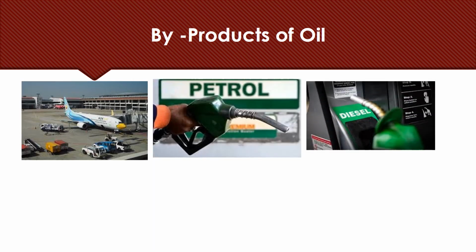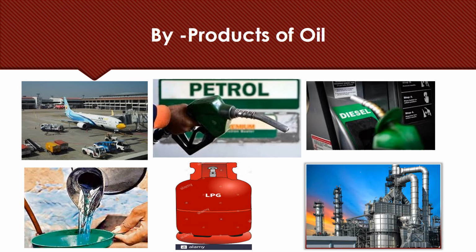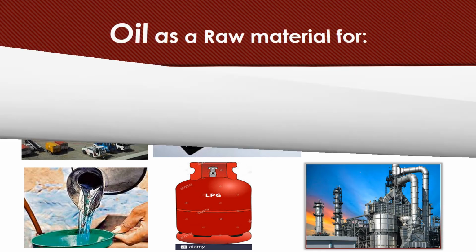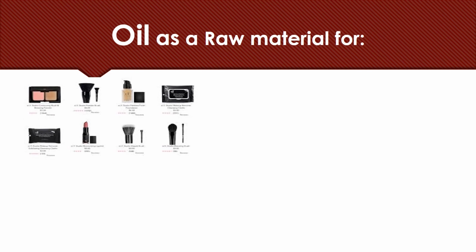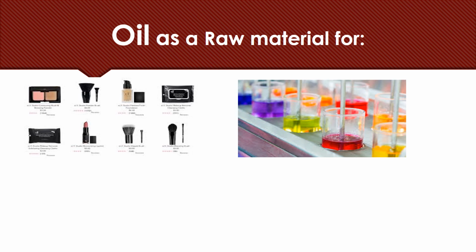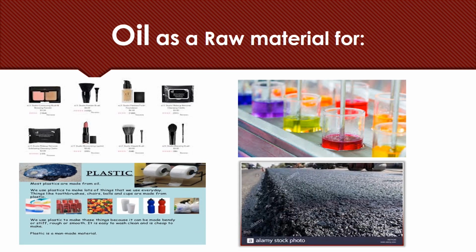Some of the products obtained from oil: jet fuel, petrol, diesel fuel, kerosene, liquefied petroleum gas (LPG), petrochemicals, etc. Besides different fuels, oil is a raw material for cosmetics, food and cloth dyes, plastics such as terylene and nylon, fertilizers, bitumen for roads and roofs, and for strengthening tires.